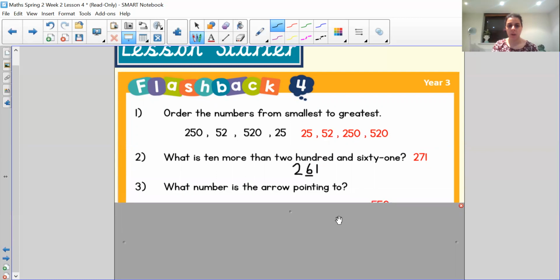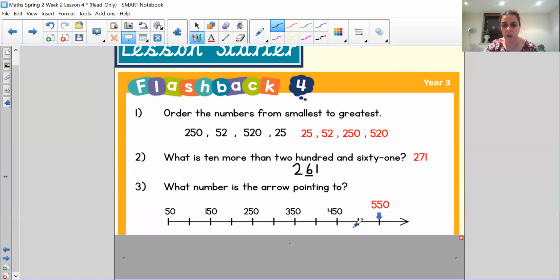Question 3. What number is the arrow pointing to? It is 550. It's got 50, 150, 250, 350, 450, 550. So the gaps in between here is going up in 50s. So that would be 100. That would be 200. That would be 300. So each jump between the lines, that's adding a 50. That's adding another 50. And that's adding another 50, etc., etc. So that would be 550.